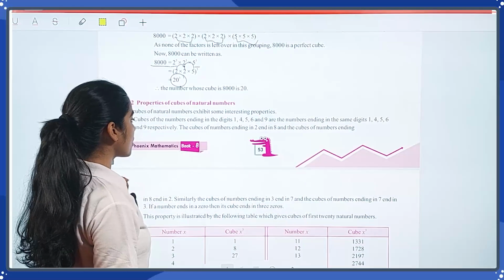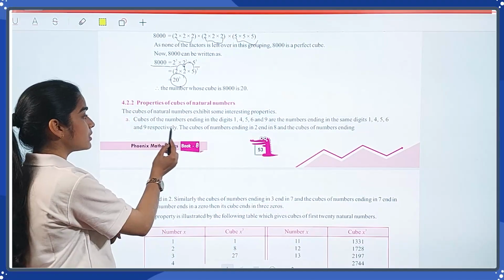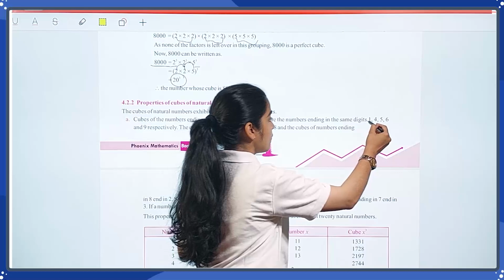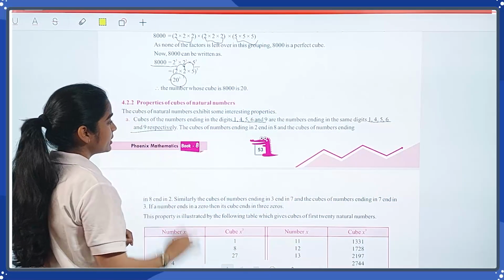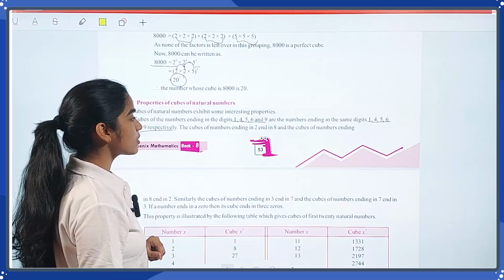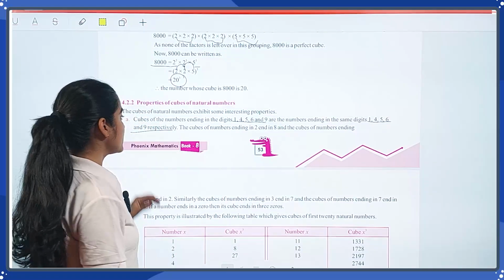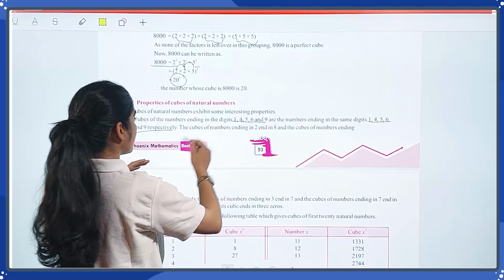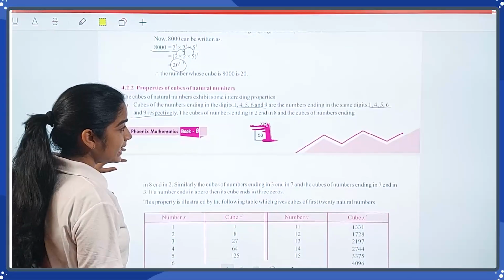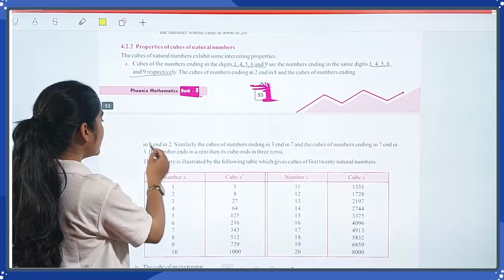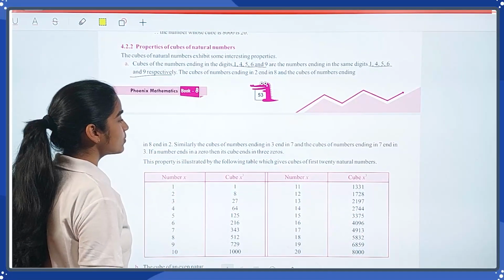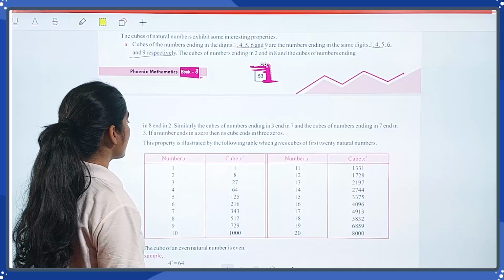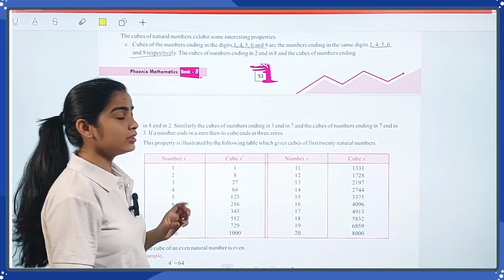Now, properties of cubes of natural numbers. The cubes of numbers ending in 1, 4, 5, 6 and 9 are numbers ending in the same digit, 1, 4, 5, 6 and 9 respectively. The cubes of numbers ending in 2 and 8 end in 8 and 2 respectively. Similarly, the cubes of numbers ending in 3 and 7 end in 7 and 3. If a number ends in 0, then its cube ends in 3 zeros.